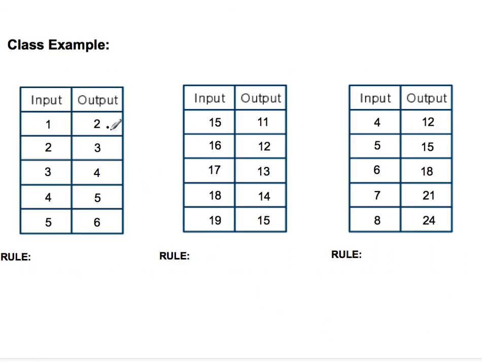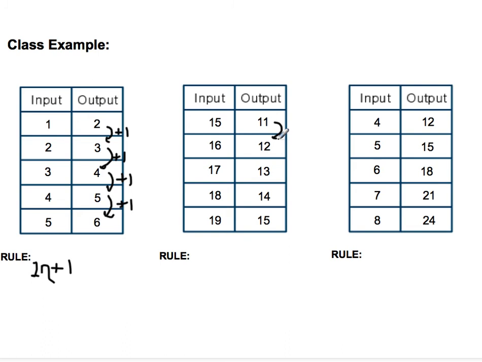Okay, so let's look at our output. We're going up by 1s here. Okay, but let's look at the rule. How do I get from 1 to 2 and 2 to 3 and 3 to 4 and 4 to 5 and 5 to 6? Well, I take whatever my input is and I have to add 1. Well, what's my numerical coefficient? 1. So it does work.